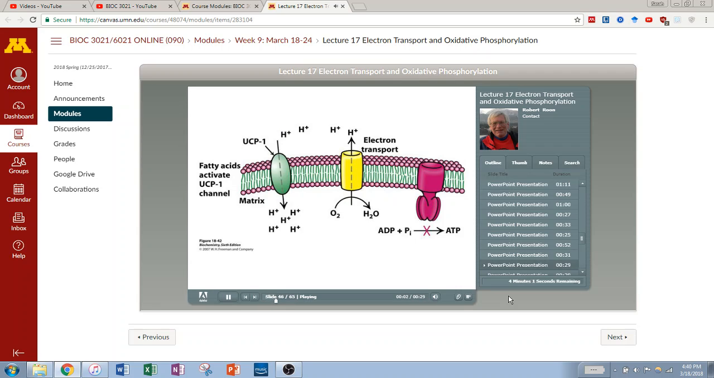Some organisms have a mechanism for using the electron transport system to generate heat rather than ATP. An uncoupling protein, UCP1, acts as a proton channel that allows protons to enter the matrix of the mitochondria without passing through the ATP synthase. This mechanism dissipates the proton gradient and generates heat, but eliminates the synthesis of ATP.